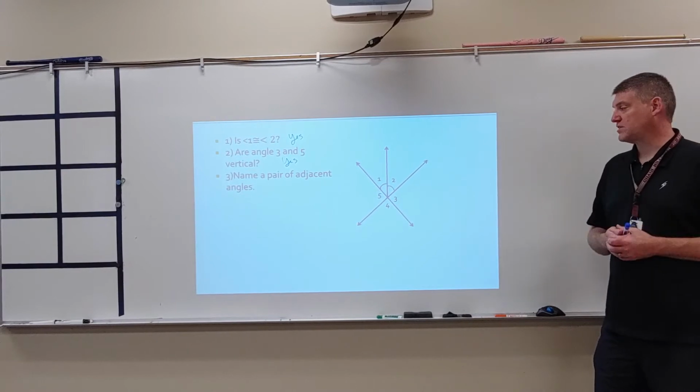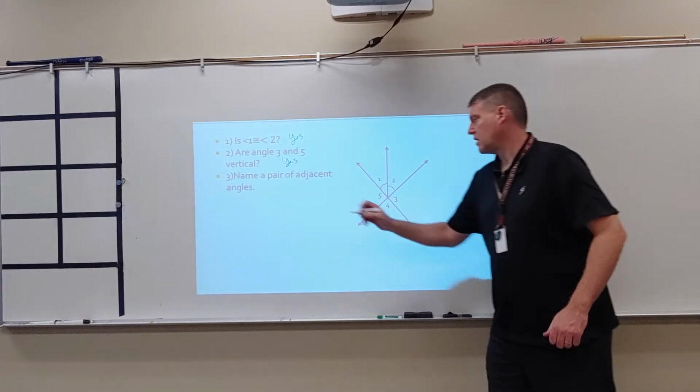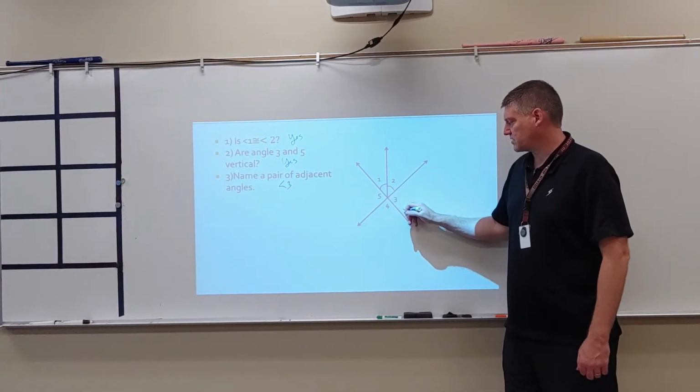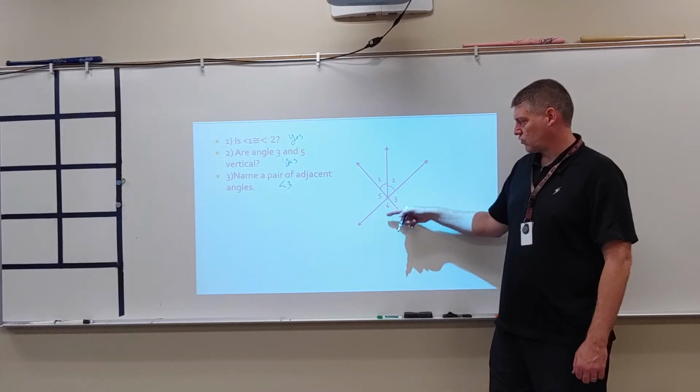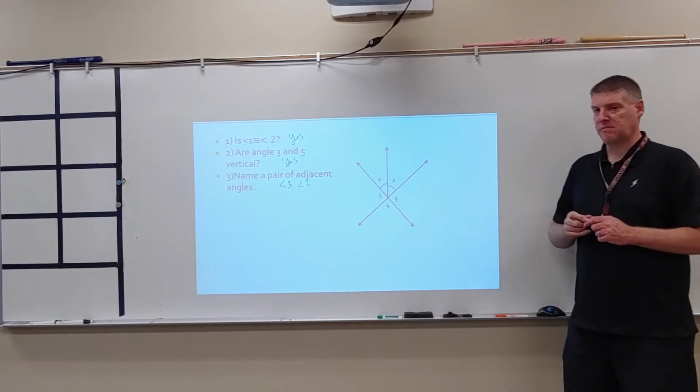Can you name a pair of adjacent angles? Well, I'm going to say angle 3, and then I'm going to pick one that's adjacent to it. Well, I'm going to pick angle 2. I could have picked angle 4. It doesn't matter.